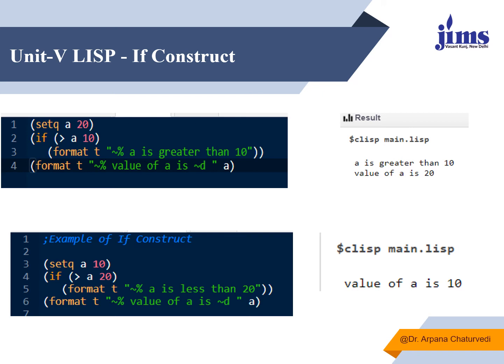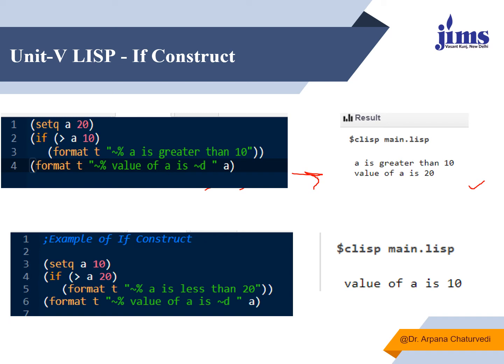It will print that a is less than 20, and the value of a is ~d, which means it will display its decimal value. The value is 10. So that's why the output is a is less than 20, and here the value of a is 10. The consequent statement has also been printed.